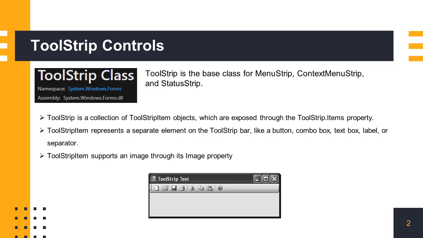Tool strip item is an element on the tool strip which represents controls like buttons, combo box, text box, labels, etc. We can set images in the tool strip button using the image property. Now menu strip and status strip controls are derived from the tool strip class. Let us understand more about tool strip control in Windows Forms Designer.